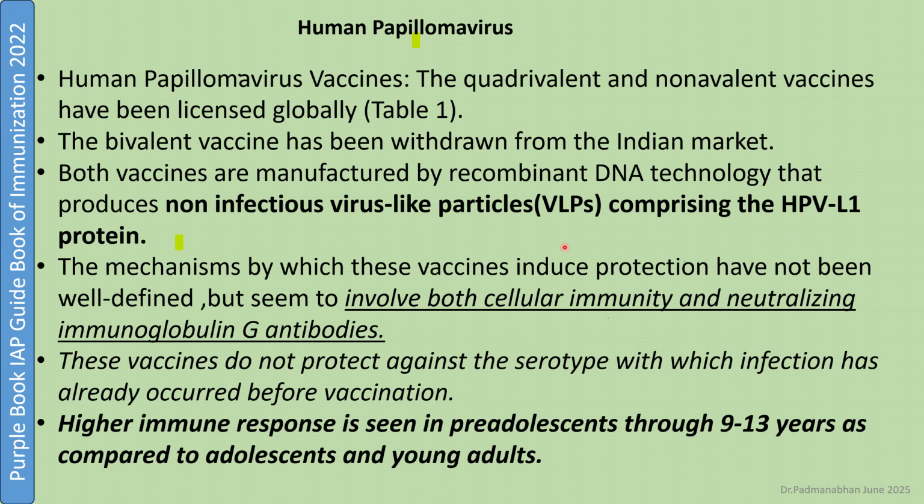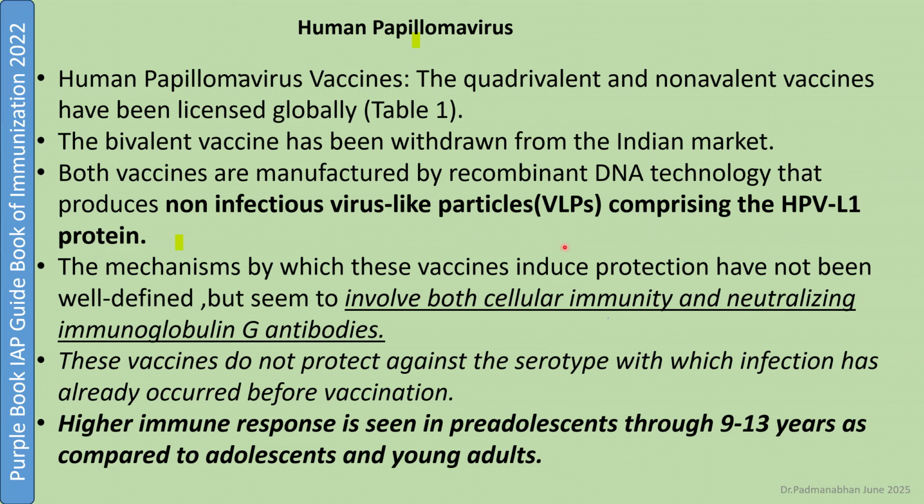protein. The mechanism by which these vaccines induce protection has not been well defined, but seems to involve both cellular immunity and neutralizing immunoglobulin G antibodies. These vaccines do not protect against the serotype with which infection has already occurred before vaccination. Higher immune response is seen in pre-adolescents, 9 to 13 years, as compared to adolescents and young adults.